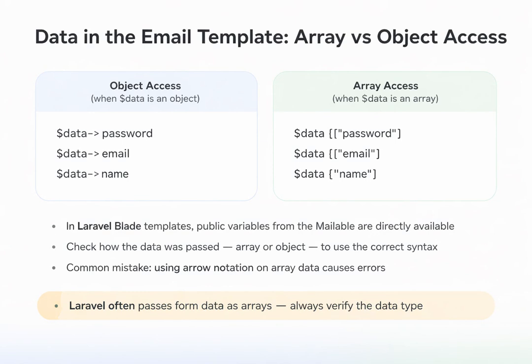One thing that trips up a lot of developers is the difference between accessing array data versus object data in the email template. When the data passed into the mailable is an array, which is common with form submissions in Laravel, you access fields using square bracket notation. $data in square brackets, then the key name in quotes. But if the data is an object, you'd use the arrow notation instead. Using the wrong one will cause errors. Inside the Blade email template, all public variables from the mailable class are directly available, so you can reference $data and $password without any extra setup. Just make sure you know whether you're working with an array or an object before writing your template.